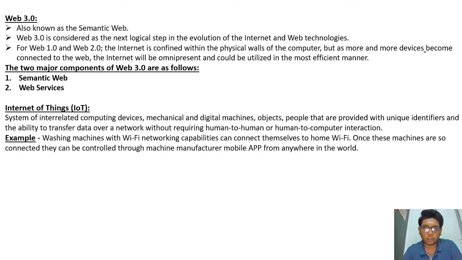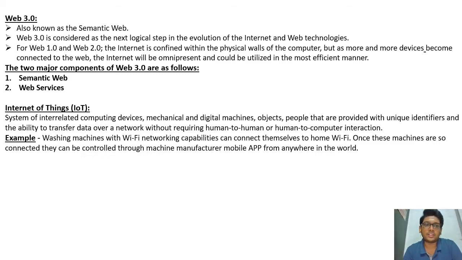Now we come to the final part of chapter 4, Web 3.0. What does Web 3.0 mean? It is also known as semantic web. From Web 1.0 and 2.0, the internet is confined within the physical walls of the computer. But as more and more devices have become connected to the web, the internet has become omnipresent and could be utilized in a more efficient manner. Web 3.0 is considered the next logical step in the evolution of internet and web technology. It has become the latest technology now. Web 3.0 is further divided into two components: semantic web and web services.